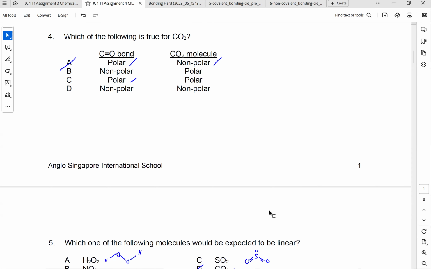CO2 is polar because O is more electronegative than C, but due to the linear and symmetrical structure, that's why the dipoles cancel each other, so the overall molecule is nonpolar.